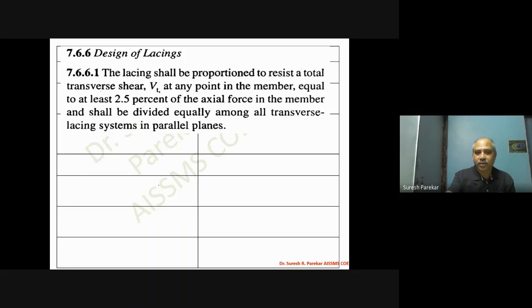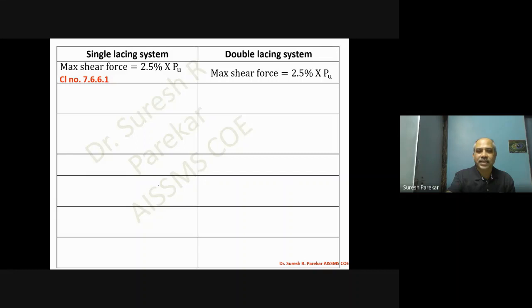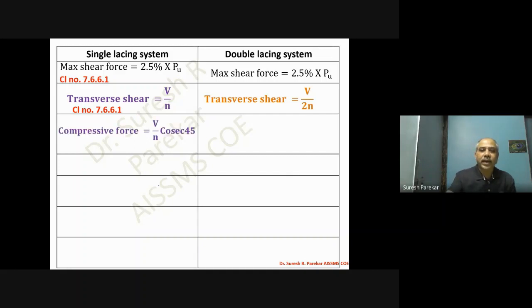Then in the single lacing system, we are going to find the transverse shear, which will be 2.5% of the axial force, and it shall be divided equally among all transverse lacing systems in parallel planes. So in case of single lacing system, the transverse shear as per clause number 7.6.6.1 is V by N, and the number of planes we have in these two is on both sides, both faces. In case of double lacing, we have 4 lacings, crossing each other on both sides, so it becomes 4. So N is 2 here, but the transverse shear is V by 2N.